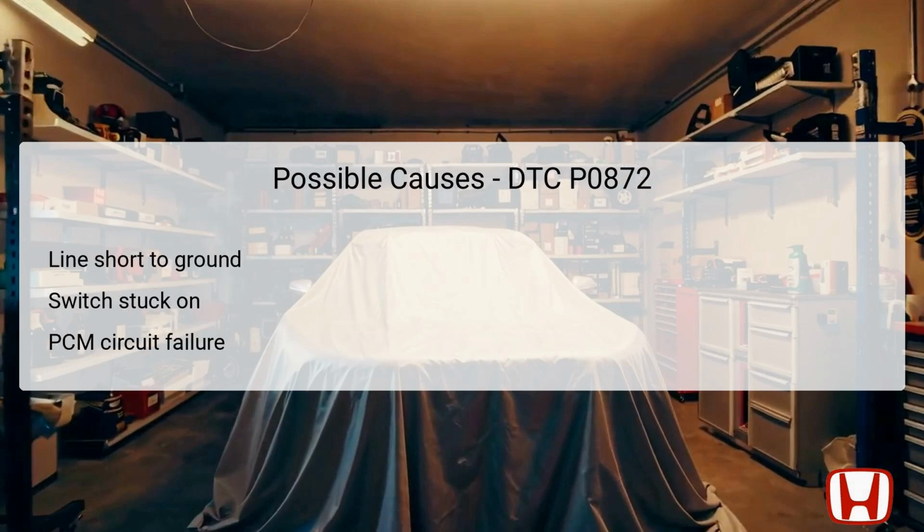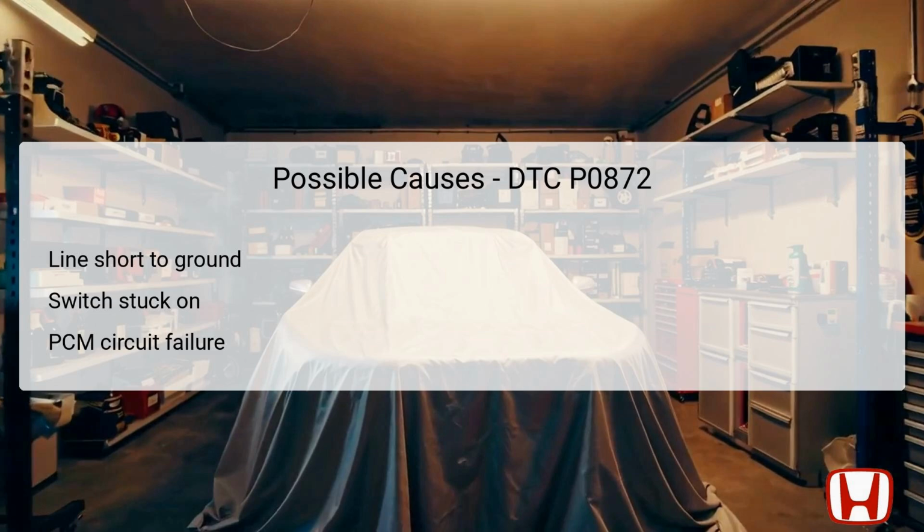Several potential causes can trigger DTC P0872. First, a short to ground in the OP4SW line connected to the transmission fluid pressure switch C can send erroneous signals to the PCM. This condition could lead to a continuous low state registered by the PCM.